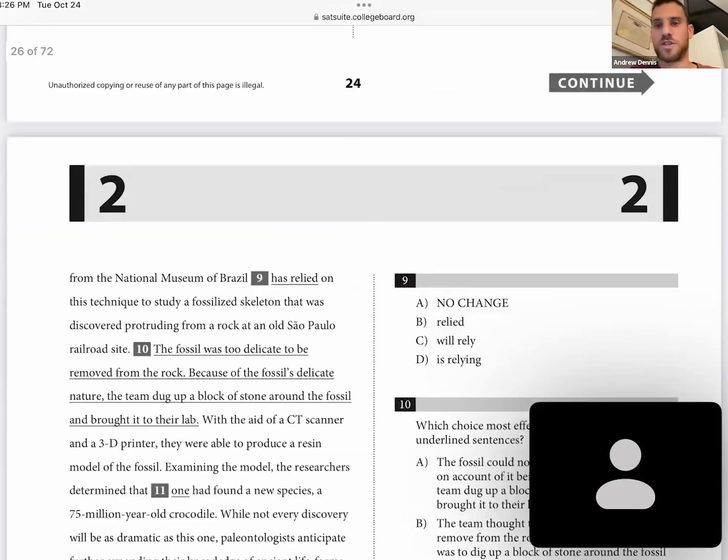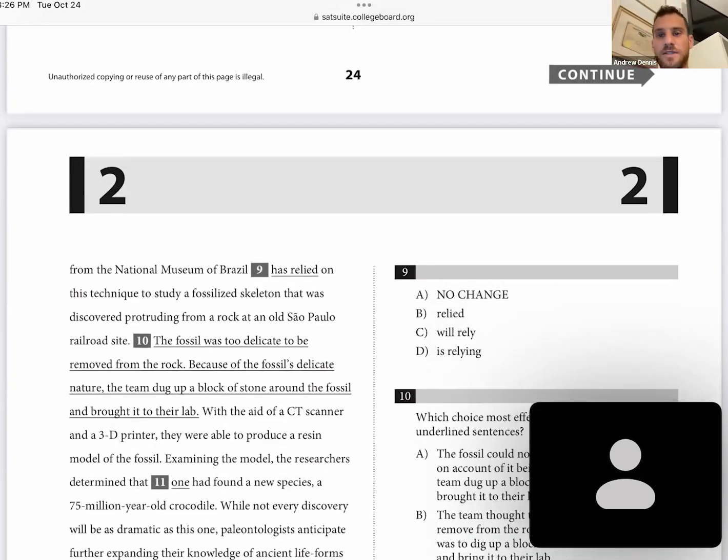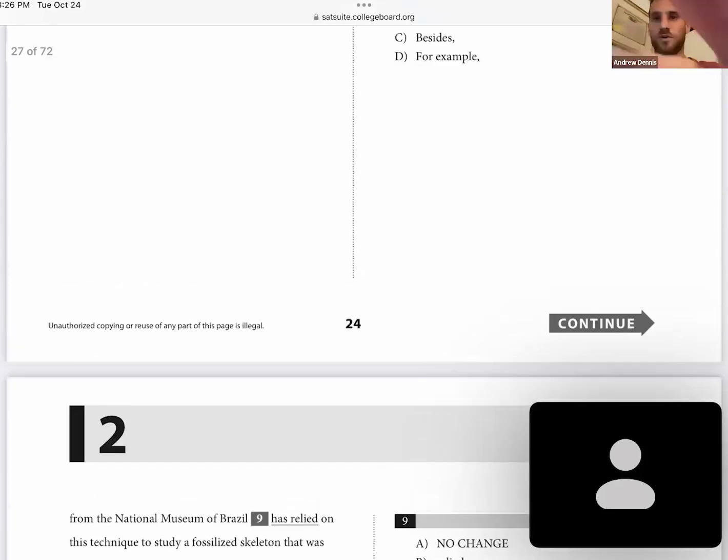Okay. Researchers from the National Museum of Brazil has relied on this technique to study a fossilized skeleton that was discovered. Relied, will relied, or is relying? What's the proper tense here? If they're currently relying on it, it'd be "is relying." Is relying on this technique. Can you show the beginning of the sentence again? Yeah, let's look at it closely.